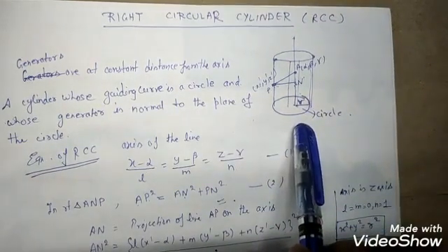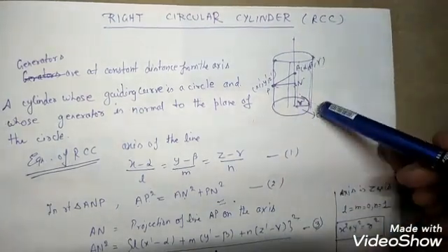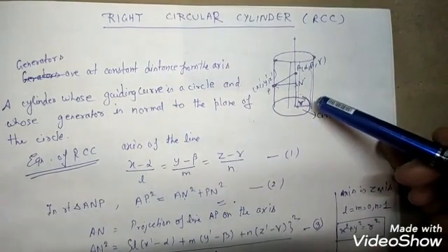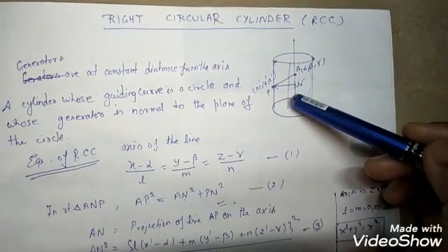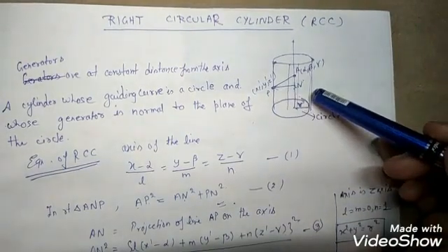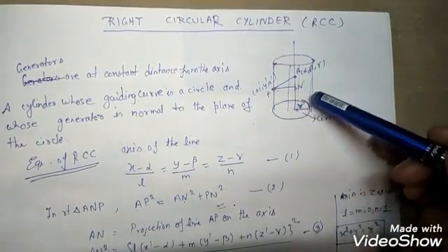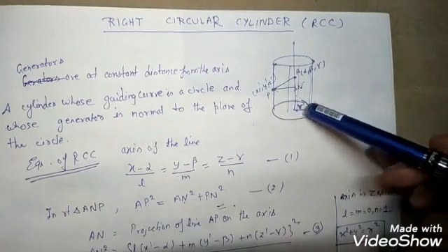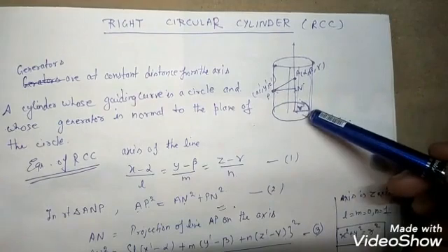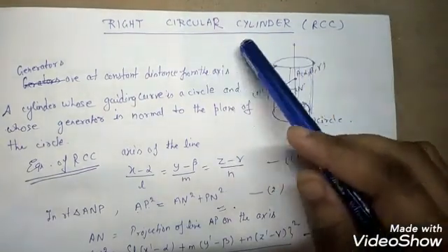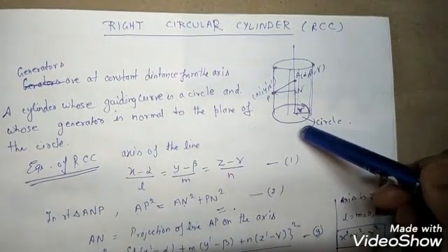So it is clear here that the generator of this cylinder will be at a constant distance from the axis of the cylinder. This fixed line is the axis about which the generator rotates and touches the base, that is, the circle. If the radius of the circle is r, then the radius of this right circular cylinder will also be r. Now we have to find the equation of the right circular cylinder.